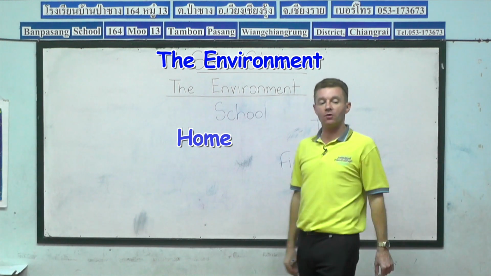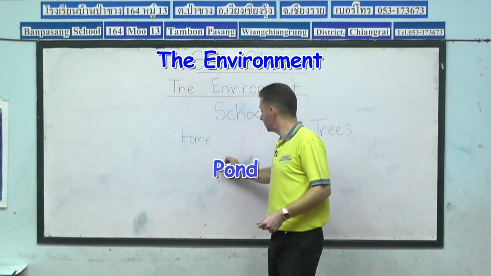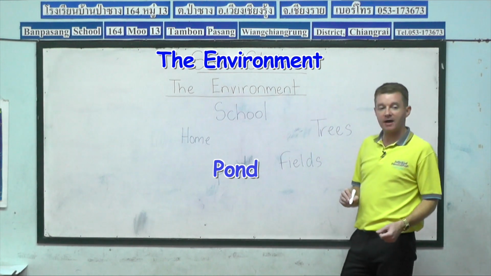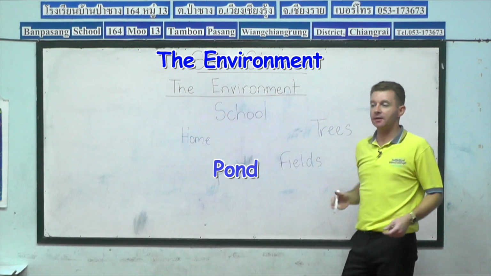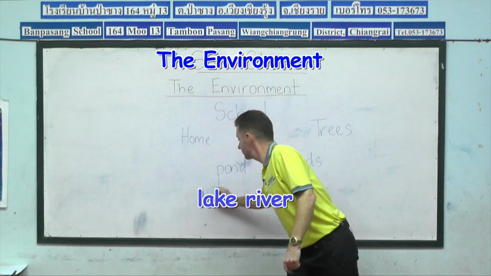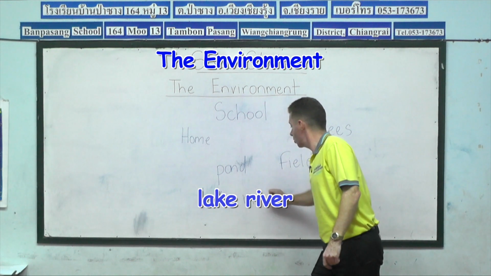Where can we see water? Pond. Excellent. Pond is an example of our environment. And how about if a river, a lake or river? These are all types of our environment that involve water.